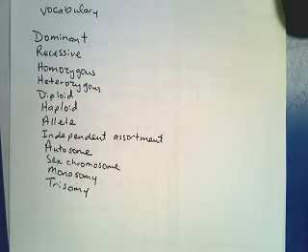It's me again. I just wanted to give you a short review or overview of what's going to be on the test so that you can know what to study in case you forgot stuff. So vocabulary, you need to know the words dominant, recessive, homozygous, heterozygous, diploid, haploid, allele, independent assortment, autosome, sex chromosome, monosomy, and trisomy.